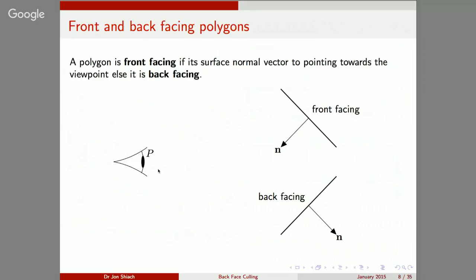So imagine it like this. Here's your eye, and I've called it P, for viewing position. And here I've got two polygons. The one on top is front facing to you because you could see the front face of it. In other words, its normal vector is pointing at you. This one on the bottom is back facing because the normal vector is pointing away from your eye. So that's front and back facing.